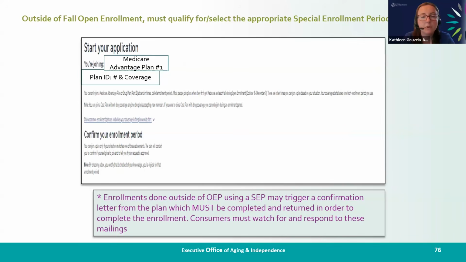Outside of fall open enrollment, October 15th through December 7th, the beneficiary must qualify for and select the appropriate special enrollment period. Enrollments done outside of open enrollment period using a special enrollment period may trigger a confirmation letter from the plan, which must be completed and returned in order to complete the enrollment. You must watch for and respond to these mailings.